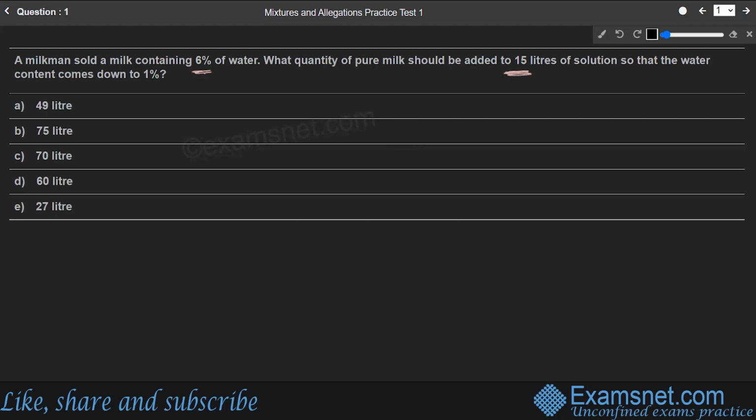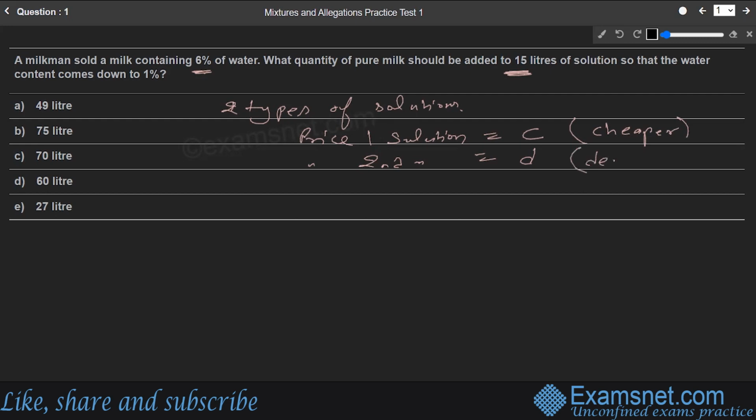What is that method? Suppose there are two types of solutions. One solution has got the price of C, and the price of the second solution is D. Mind you, C is the cheaper one. If we compare the price of both of them, C is the cheaper one and D is the dearer one, that is the costlier one.